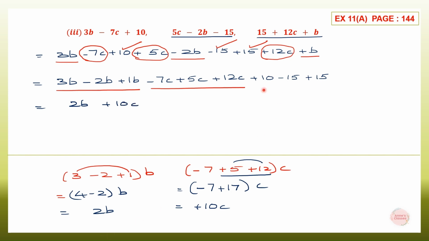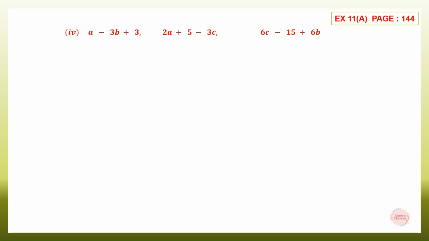Now let's look at the numbers here. We have minus 15 plus 15, which is 0. So what is left is plus 10. So what is our final answer? 2b plus 10c plus 10. So that is our answer. We'll go on to the fourth one.